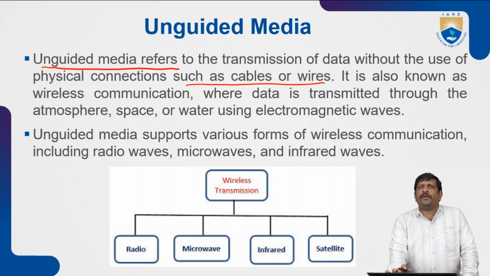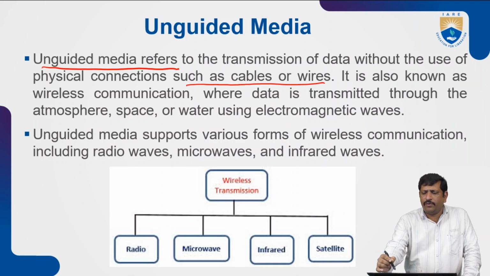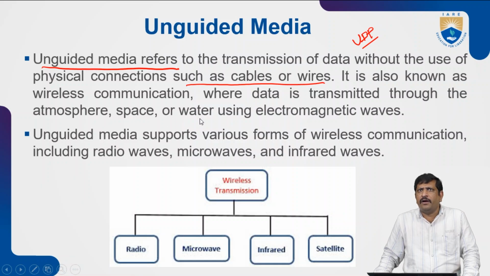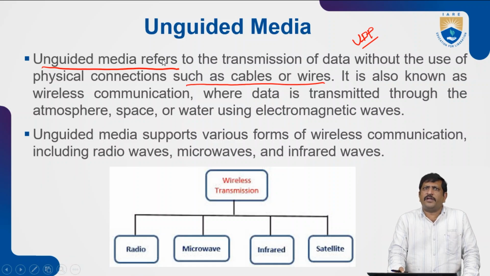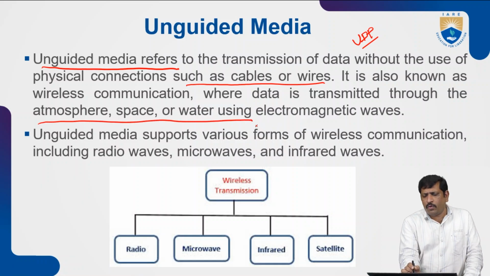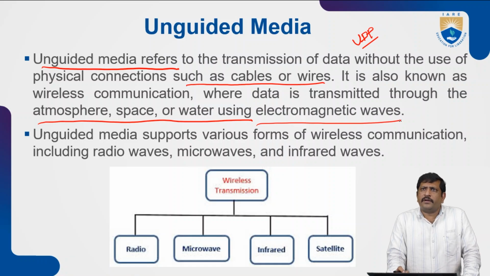For unguided transmission media, generally we can use the UDP protocol. UDP means User Datagram Protocol. It is also known as wireless communication. This unguided media we can call wireless communication, where data is transmitted through the atmosphere, space, or water in the form of electromagnetic waves. The data can be transferred from the device to the air, that is the atmosphere, in the form of electromagnetic waves.